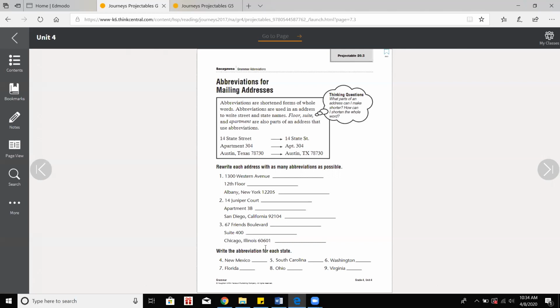Write the abbreviation for each state. Now we have the states of the United States in here. What is the abbreviation for New Mexico, for South Carolina, for Washington, for Florida, for Ohio, and for Virginia? So think about it. If you need more time, you can always pause the video. If your answers are these, then you are right.